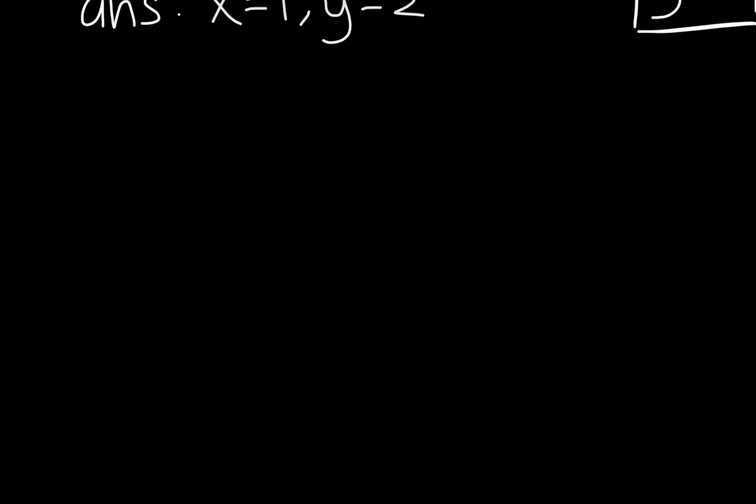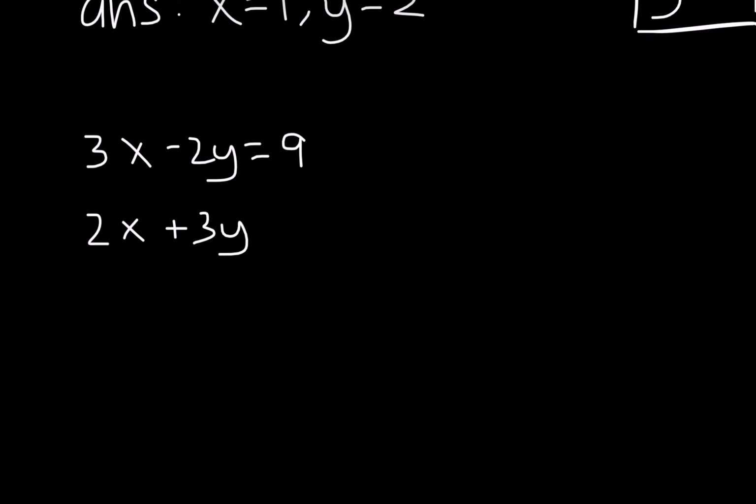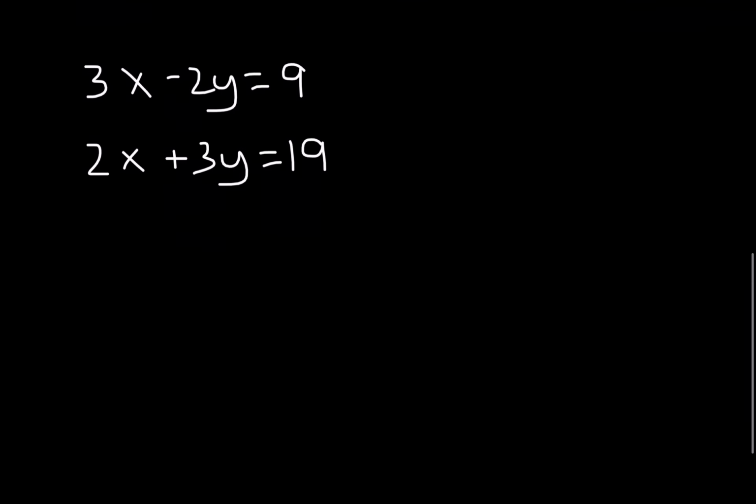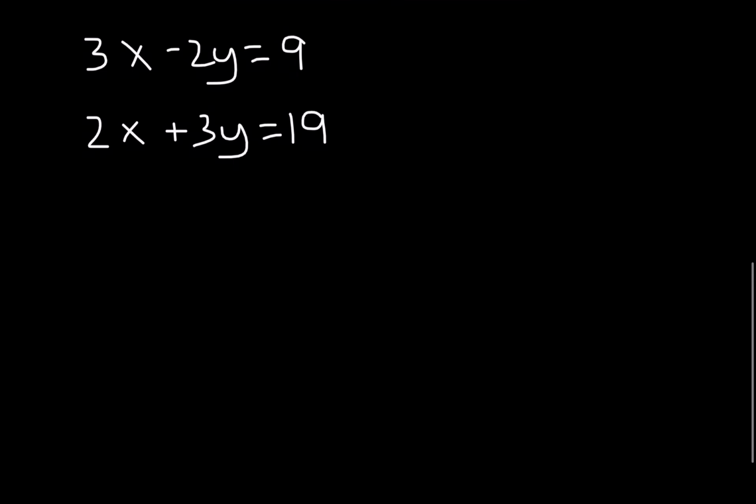Let me give you a few more examples to make things a little bit clearer. The next example here is 3x minus 2y is equal to 9, and 2x plus 3y is equal to 19. In this situation, we can do the exact same thing except it's a little bit more complicated. So here we have equations 1 and 2.